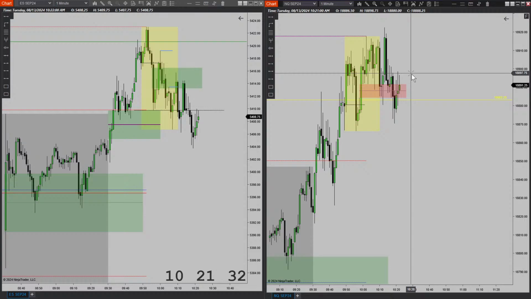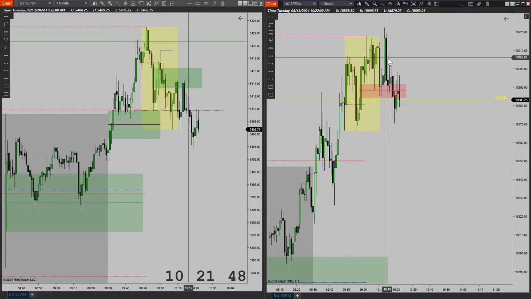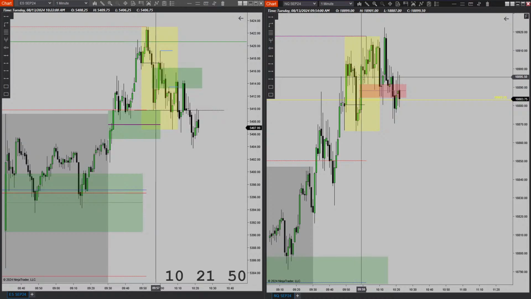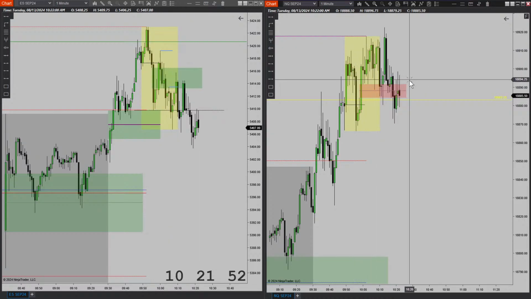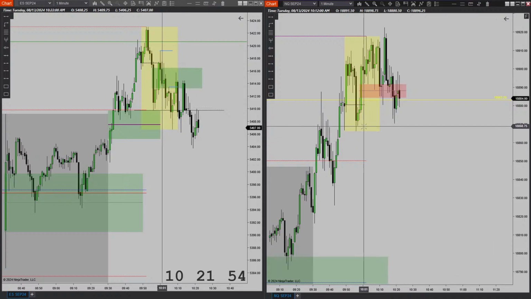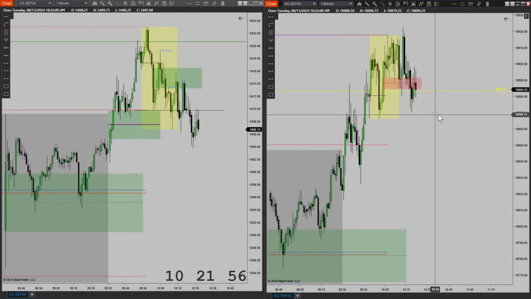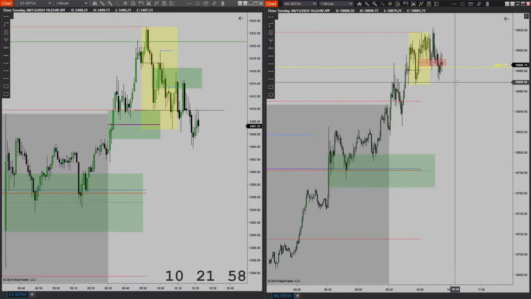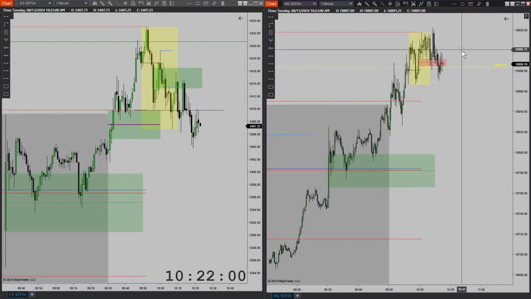Couple more seconds. I am way past the macro, so my patience is running out. Because again, I want to see quick delivery. I don't like staying within these ranges because price is very balanced here, wicks on all sides. So I want price to get out of that range. Whether it's to the upside or to the downside, it doesn't matter. I want price to get out of it.